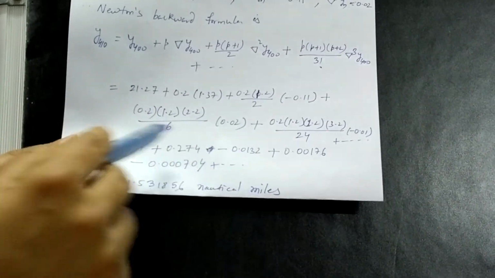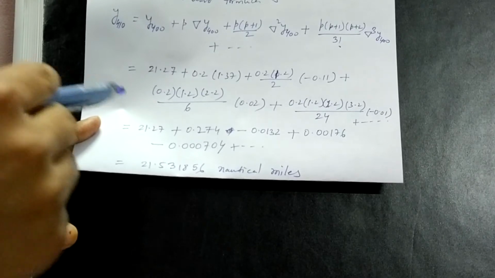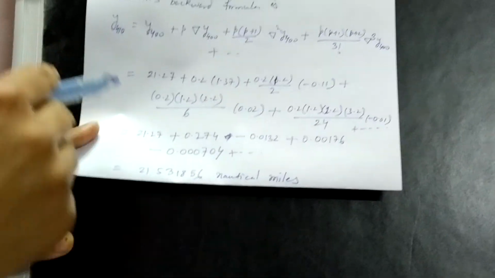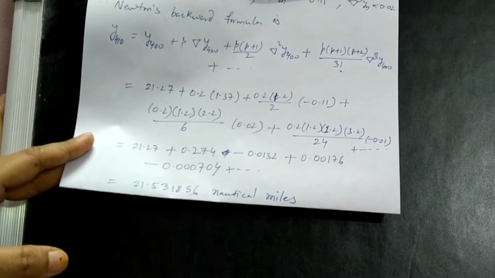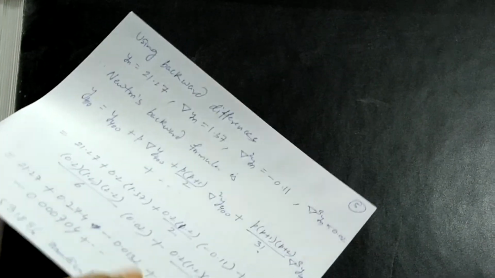After simplifying this, again I advise using a calculator, and simplifying that we obtain this. So this is the way we can find the values of the function at particular values of x, satisfying the given data, using Newton forward and backward interpolation formulas. Thank you.